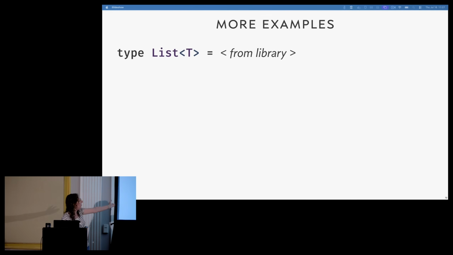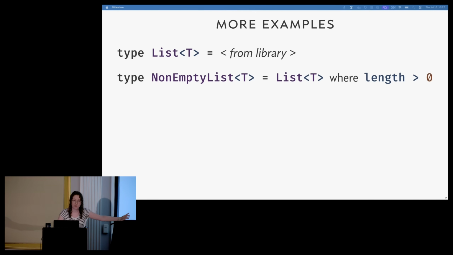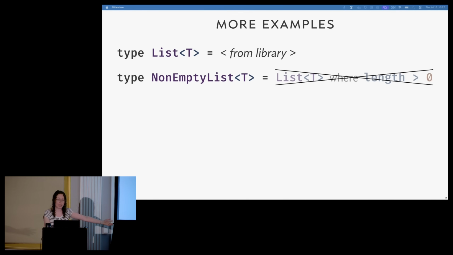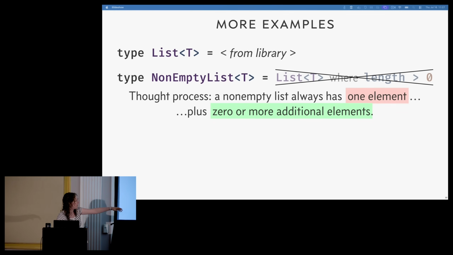So suppose that you have some list type in your library, and suppose that you want to define a non-empty list type. Again, if you're thinking about things in just this types-as-restrictions way, then you might say, well, I want to have a list, but I want to restrict it so that the length is greater than 0. But again, that's very hard to actually implement. So instead, let's try and think about what the positive space is. We can say, well, a non-empty list always has one element, and then it also has 0 or more additional elements.